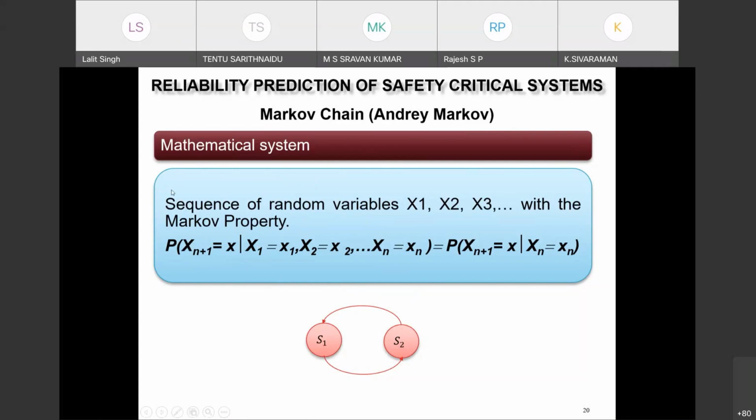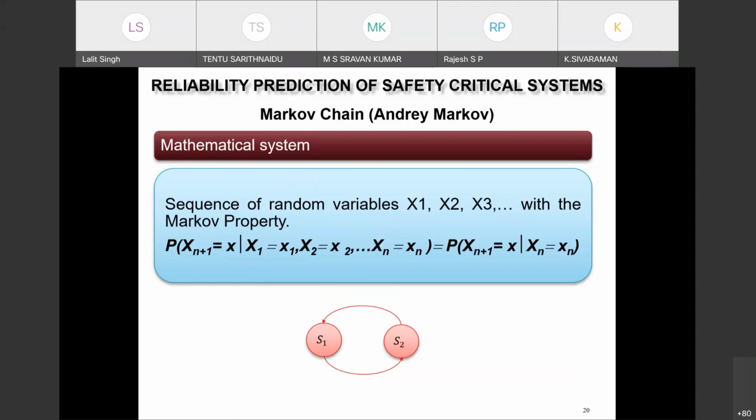So mathematically, if I talk about the property of the Markov chain, the current state will only depend on the previous state and not on the past states. Or the next state will only depend on the current state and not on the previous states.